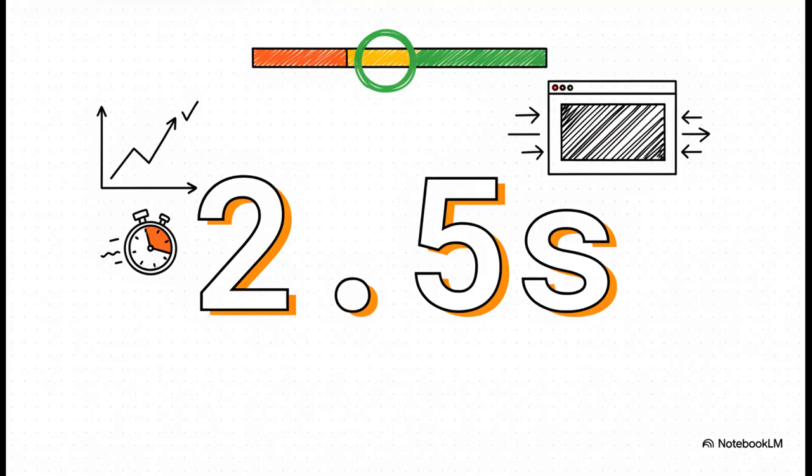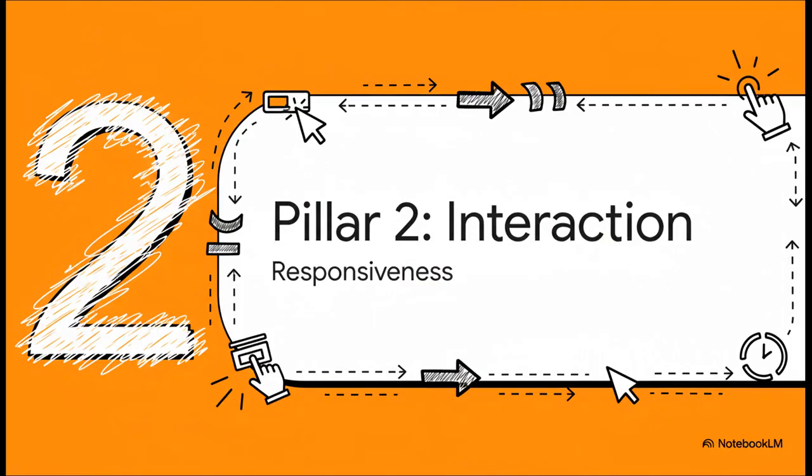So, what's the target? What's the magic number here? According to Google, a good LCP is anything under 2.5 seconds. If you can get that main content to show up that fast, you're golden. All right, pillar number 2 is all about user interaction. Because think about it, a page can load in a flash, but if you click on a button and nothing happens, well, that's almost more frustrating, right?